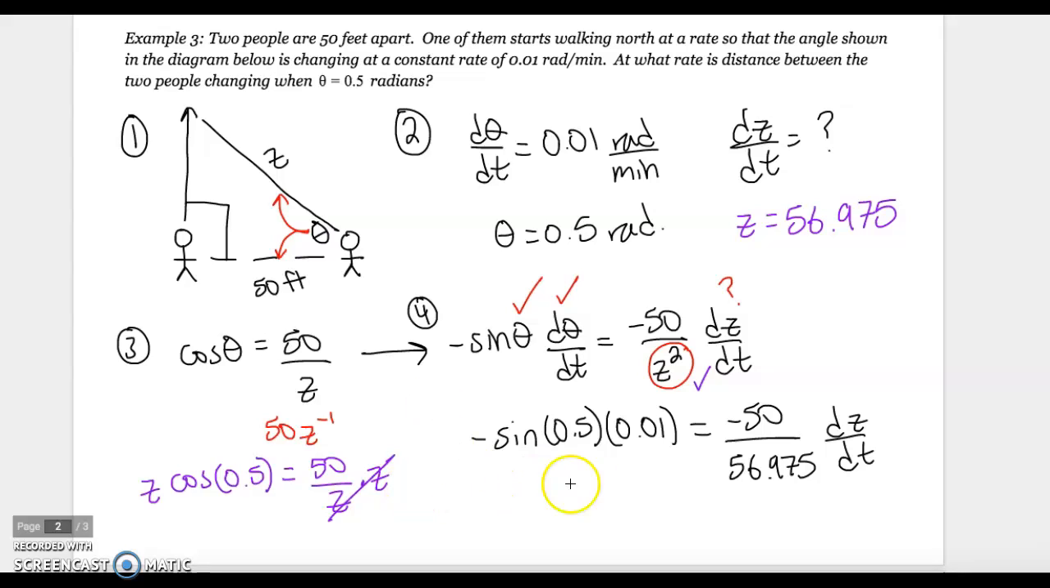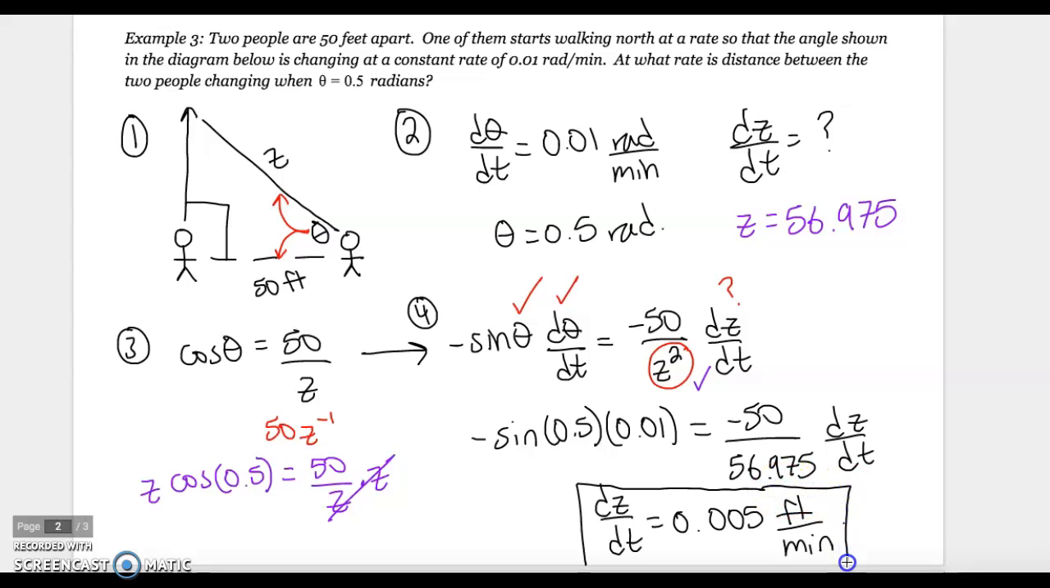So I get that dz/dt is approximately 0.005, and then let's make sure we get our units straight on this one. Z distance would be measured in feet, and our time is being measured in minutes because it was radians per minute. So that is the rate at which your distance between the two people is changing.